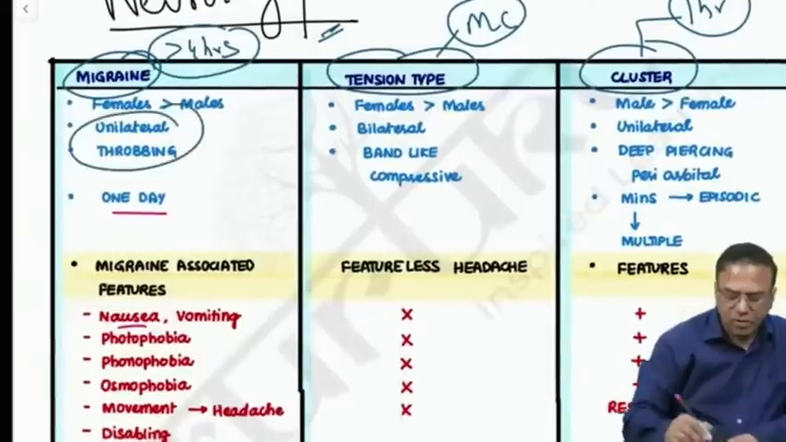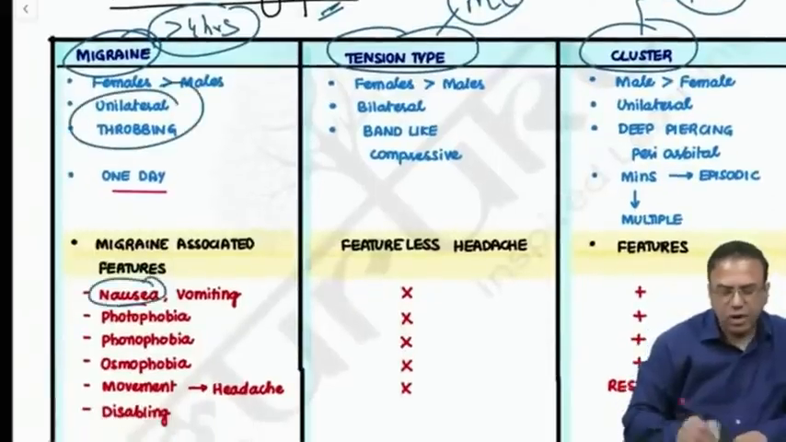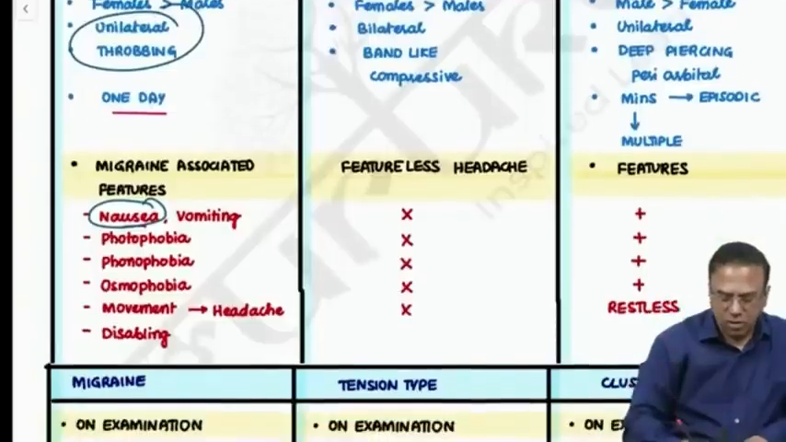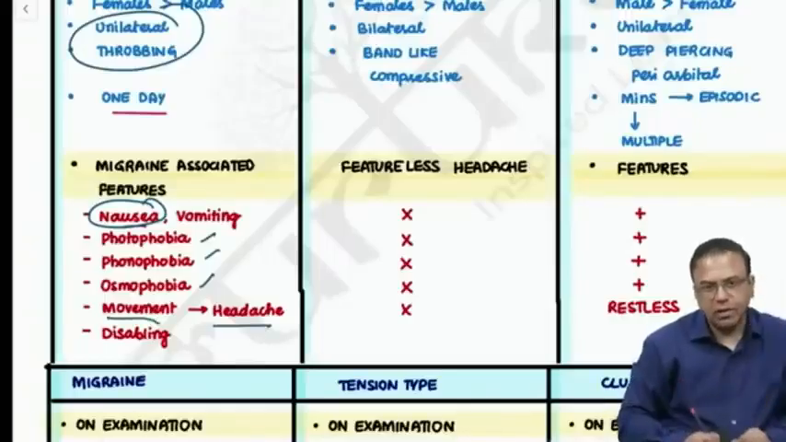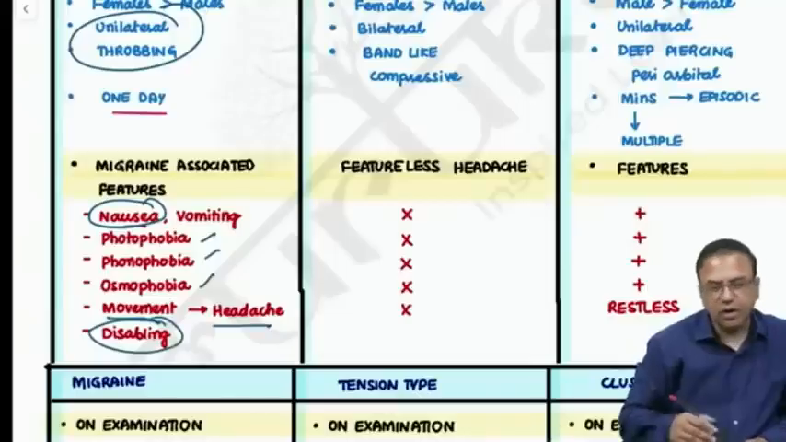So unilateral throbbing headache with nausea, or the patient may have photophobia, phonophobia, osmophobia, or the more the patient moves, more the headache. Some clues may be mentioned for you to tell it's migraine. Okay, and don't forget the intensity is very high, migraine. It cannot allow the patient to continue to work.